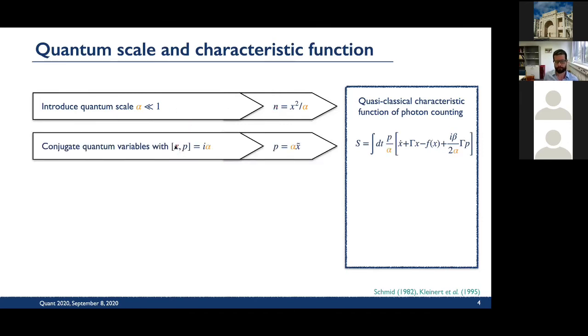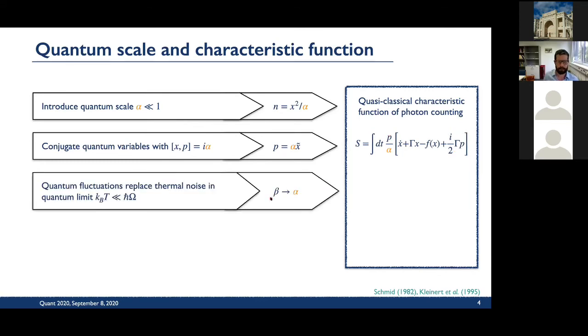And then we want a conjugate variable to x, which has a commutation relation with it of i times h bar, or alpha in this sense. And we very naturally get it by dividing the x tilde, which was the response field, by alpha. So then we naturally have the canonical conjugate variable in this setting. And the classical noise, which you had before, we replace with quantum noise. That's just beta, which was before the strength, which was proportional to temperature. We replace that also with h bar, which is alpha.